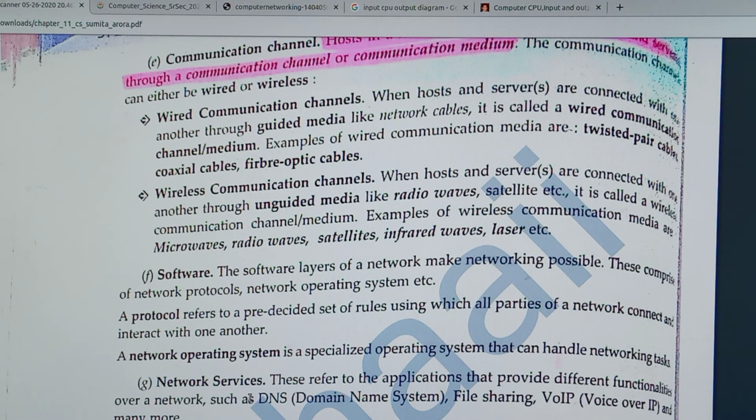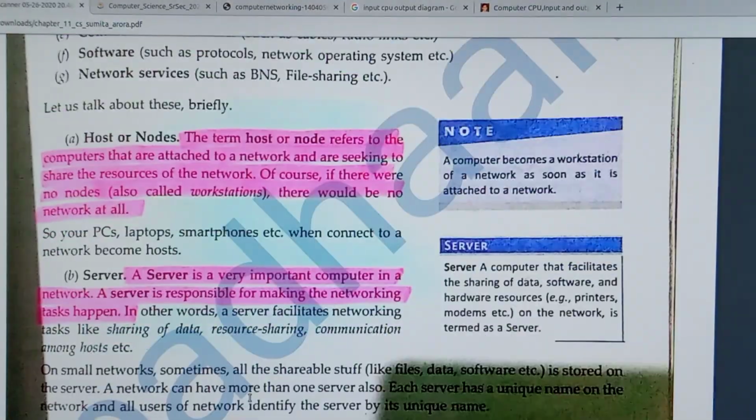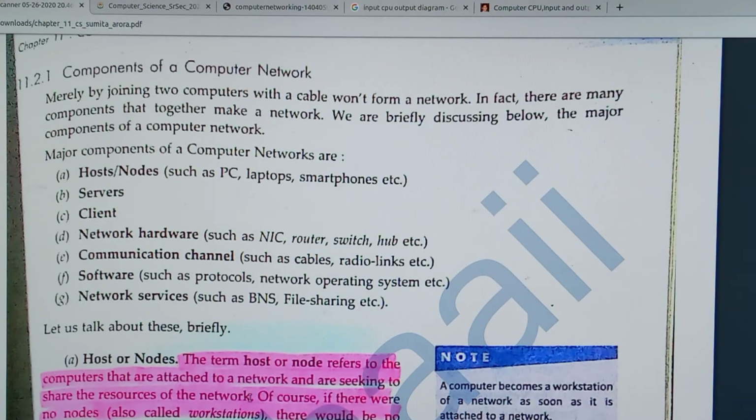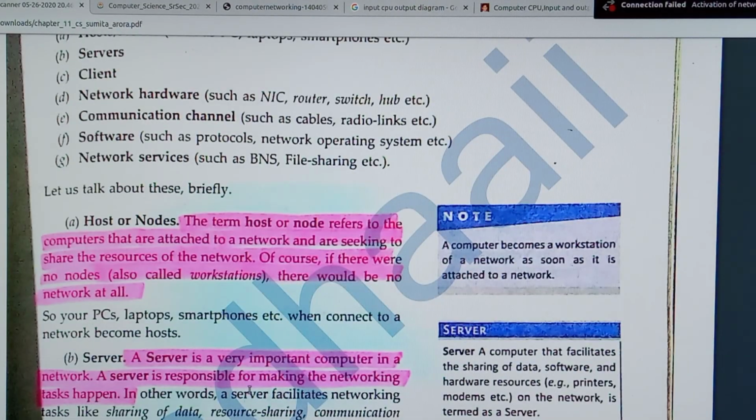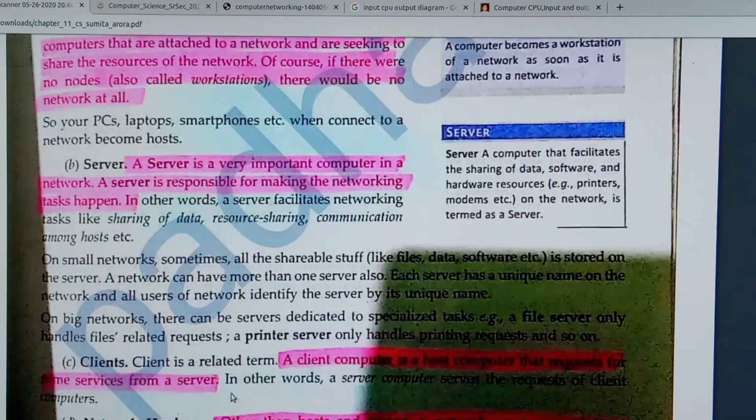So these are the main components of a network. Here you need to make notes on the different components of a computer network. Then today's question is: what is the difference between client and server?